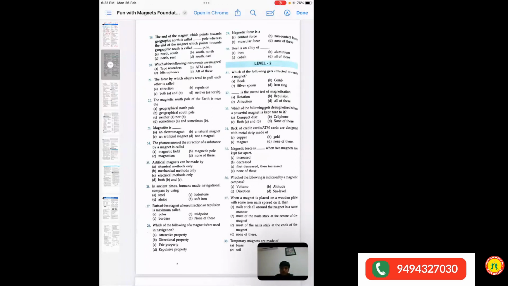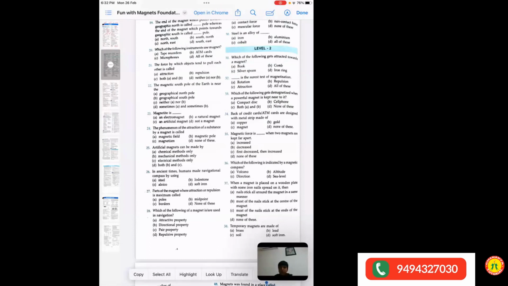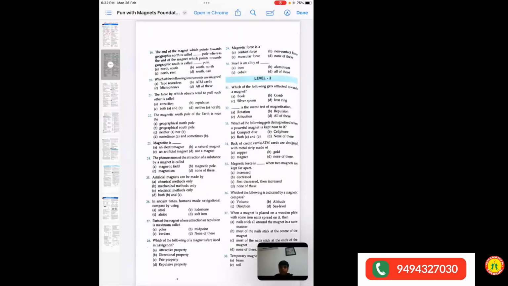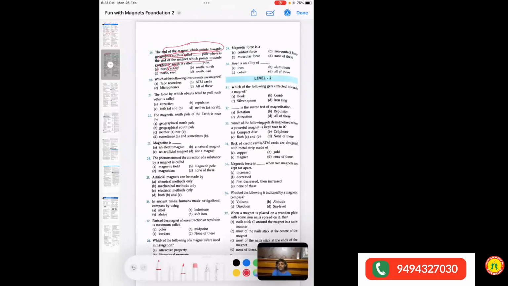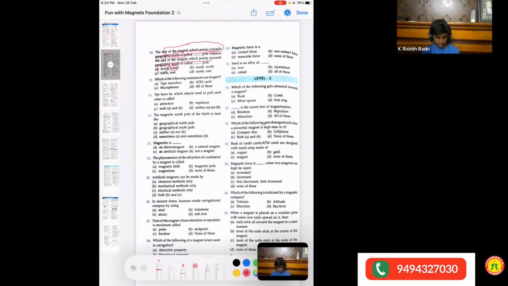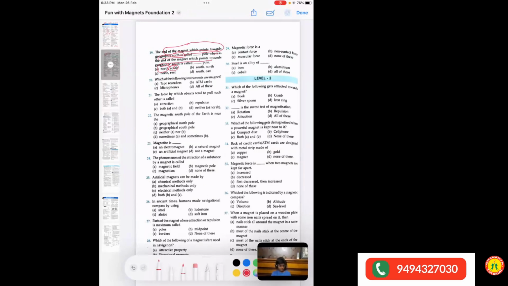Again, read the statement. Here, what they are saying, the end of the magnet which points towards the geographic north. They are talking about the pointing, not about the nearby. So what should it be? It should be called the north pole, whereas the end of the magnet which points towards the geographic south is called a south pole. In the question, they are not asking which pole is present near. Here they are asking the pointing, which is called what? Yes, ma'am. North will be called north and south will be called south only.